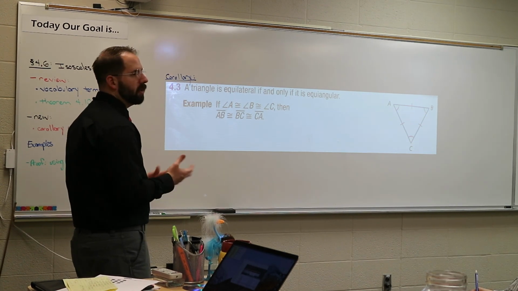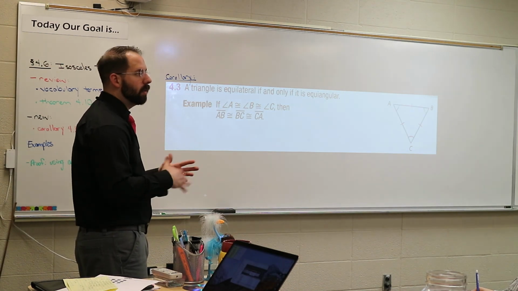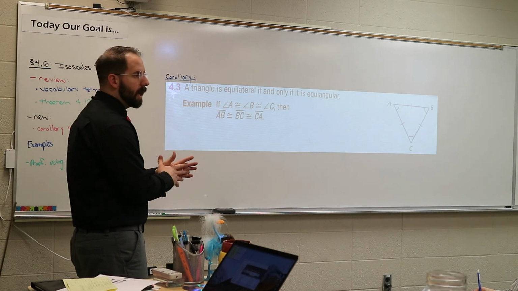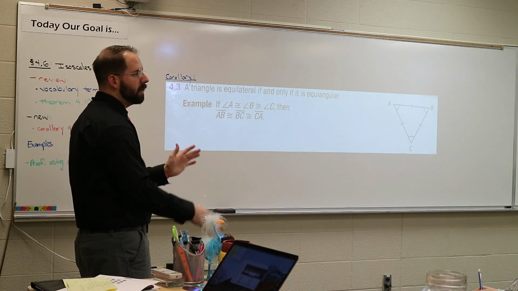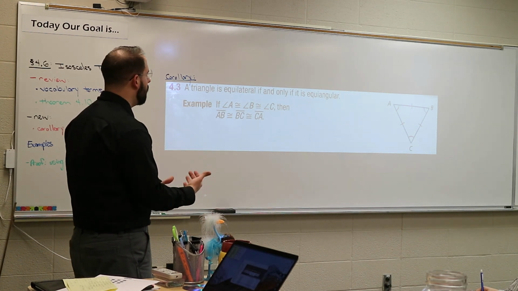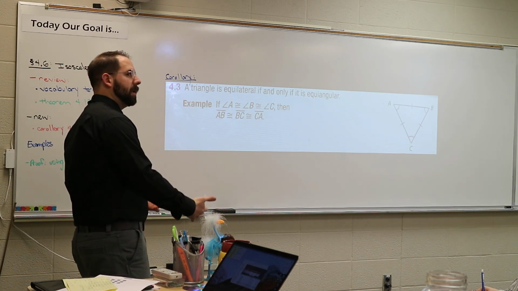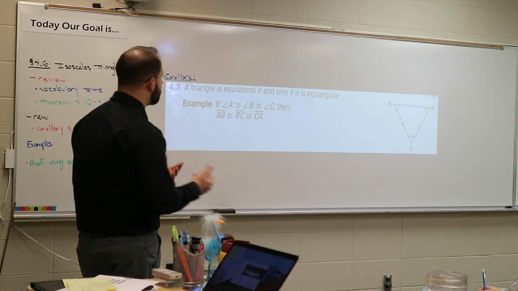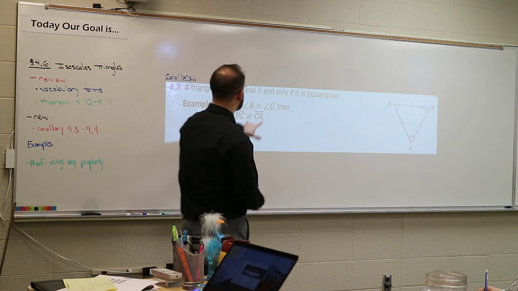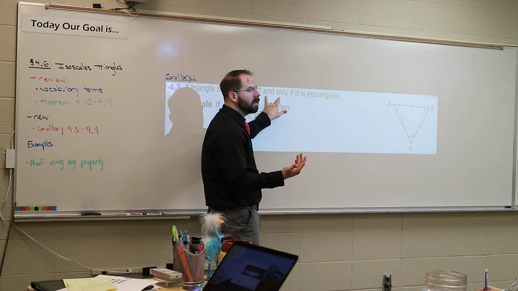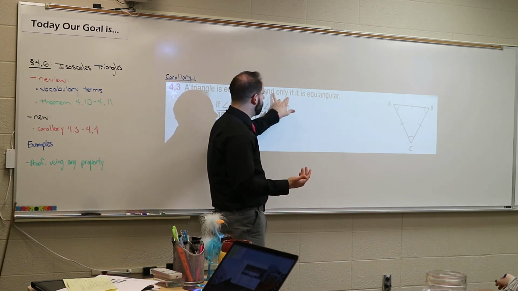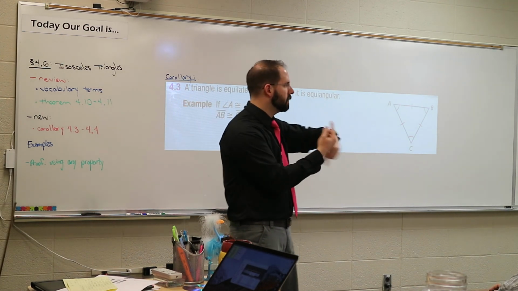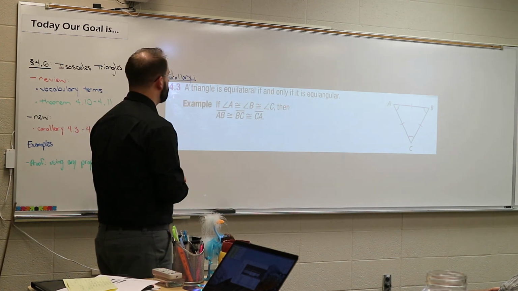Now this proof, if you were to do it, actually takes two individual proofs. You have to prove one where you start with the triangle being equilateral, where all the walls match, and prove it's equiangular, and then you flip-flop it and start with the angles being equal and end up with the walls being the same. The reason you have to do two proofs is because they use the words if and only if. That's called a biconditional. It's where you could flip-flop the sentence and it would still be the same sentence.